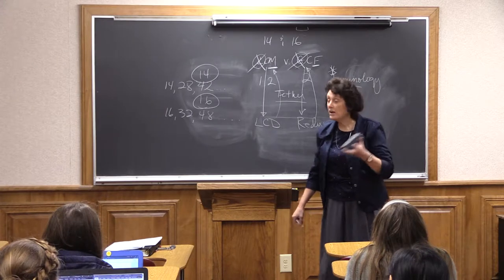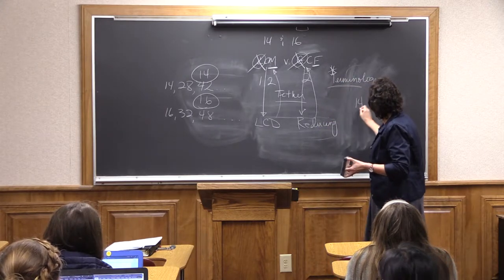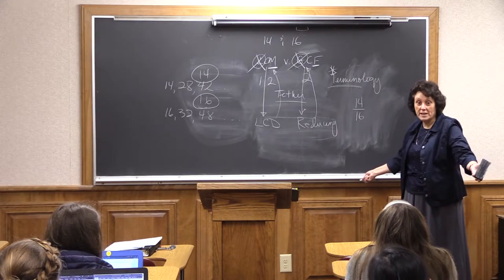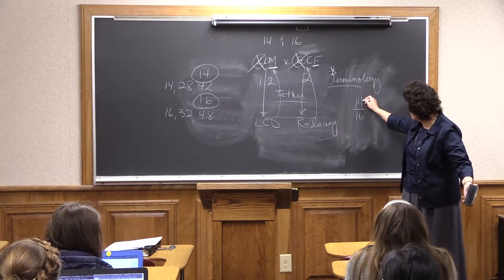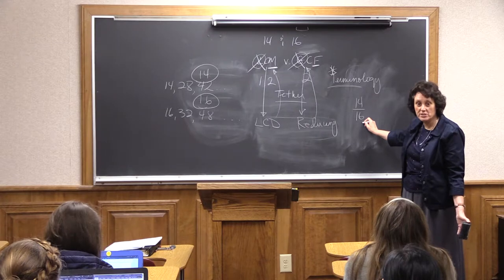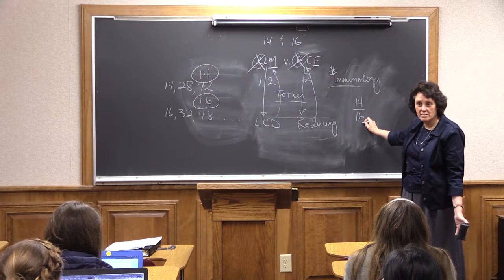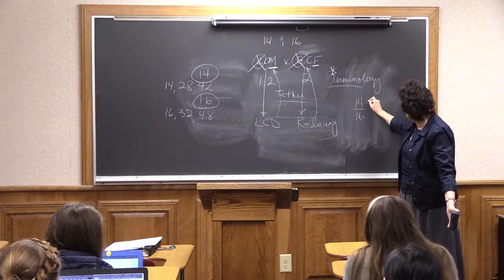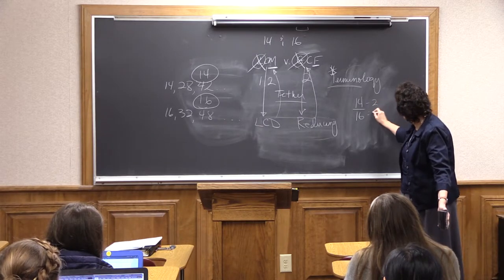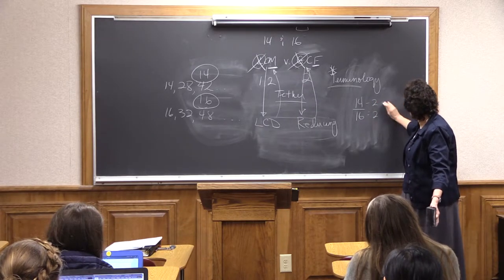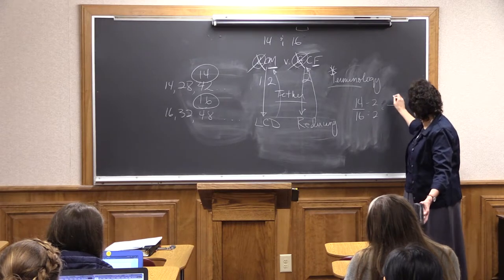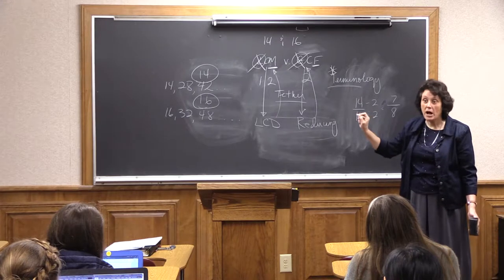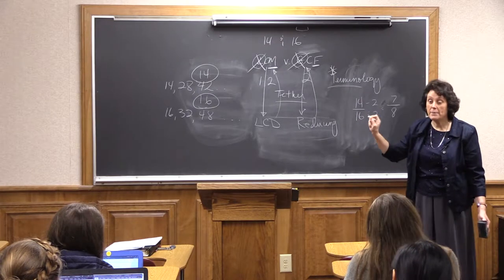I can say, okay, what would you use to reduce 14 sixteenths? What would you use, Tamar, to reduce 14 sixteenths? What would you use to reduce it? What would you use, Kelly? I divide it by 2. You'd use 2. 2 is used for reducing because 2 is the what? Greatest common factor.